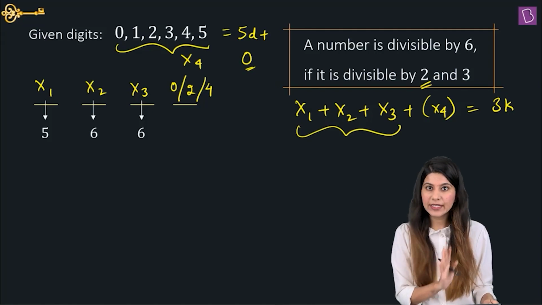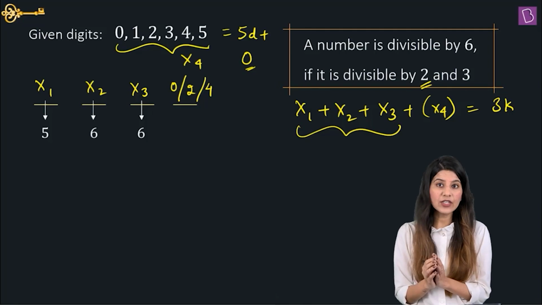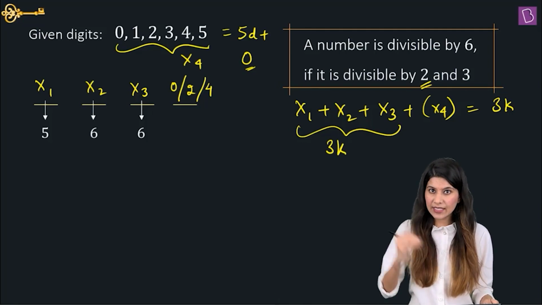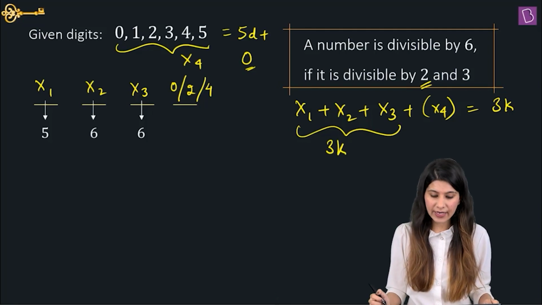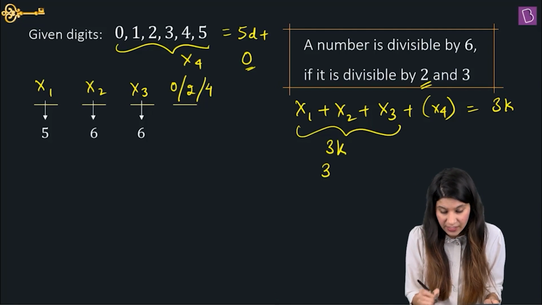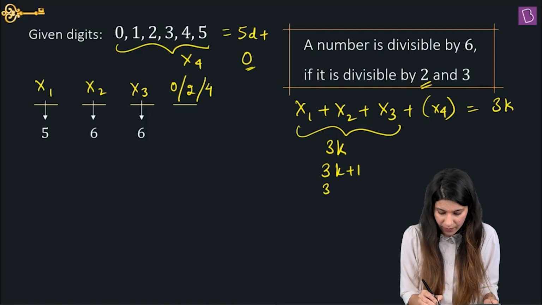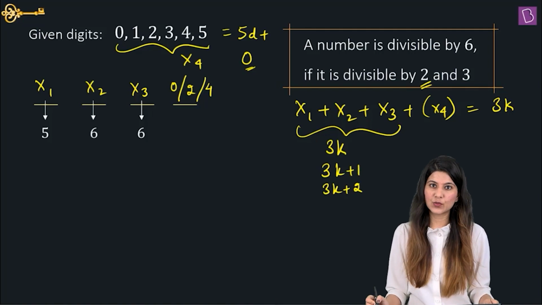First 3 digits are already decided, right? So the first 3 digits can be of the form 3k. The sum of these 3 digits would be a multiple of 3, or 3k plus 1, or it could be 3k plus 2.